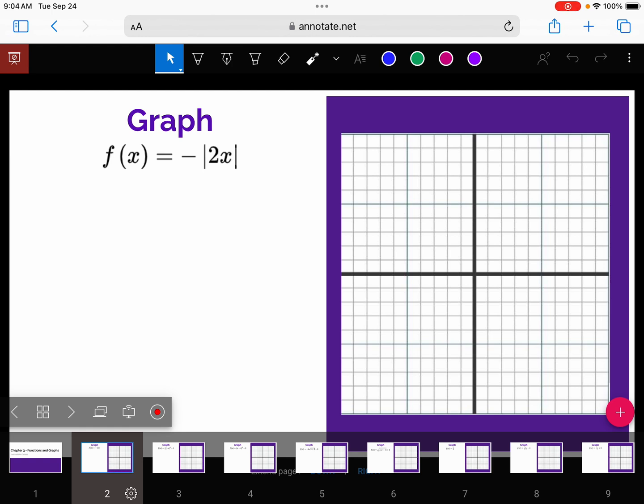So let's take a look at this one. Looking at this one, which pieces do we have? A, B, H, or K? A and B. No H, no K.